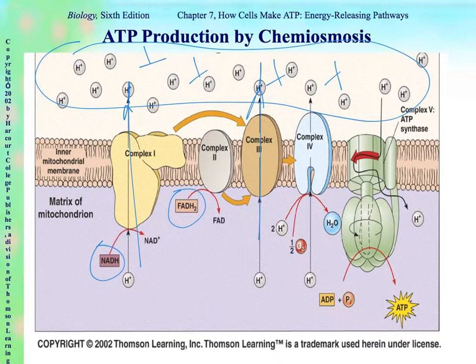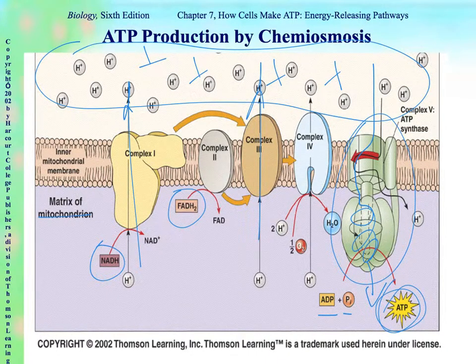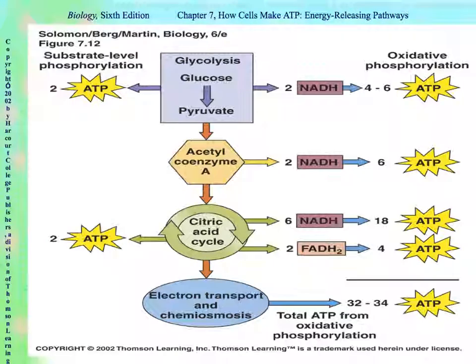That creates a lot of potential energy and an electric charge. The only way they can get back in to the matrix is through this ATP synthase. So they get pumped through this ATP synthase, and that drives the energy to add inorganic phosphate to the ADP to make our ATP, which is the whole goal of cellular respiration. So you look at the overall adding up of all the ATPs being made, we end up with 32 to 34 ATPs being made with stage 4.